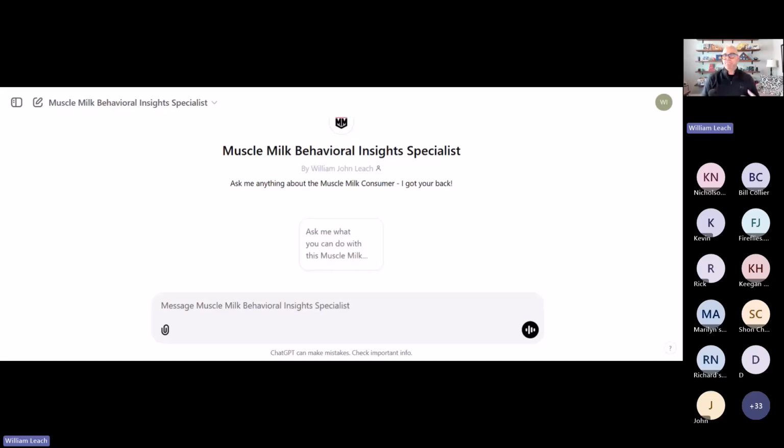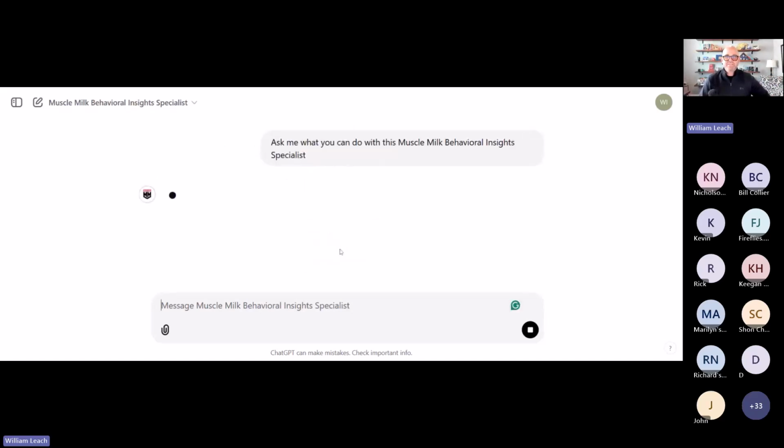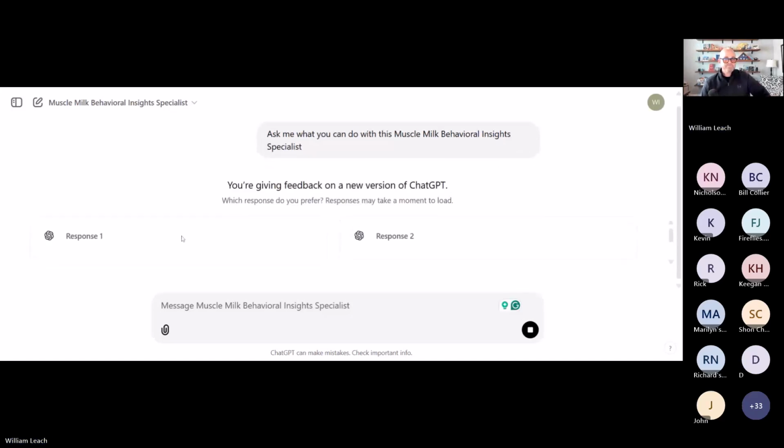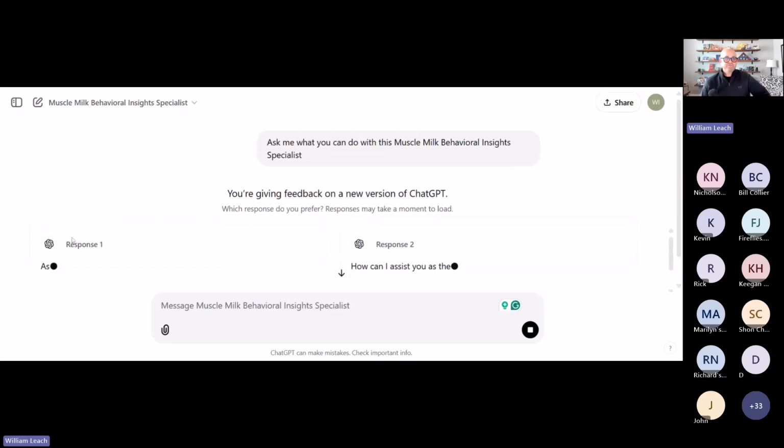Maybe you have a segmentation in there. Maybe you have some sort of an overall profile for the whole brand. You could drop it in this as well. But for this case, let's just see, ask me what I can do with this Muscle Milk behavioral science GPT. So let's just see what it says. I guess I prefer response 1.